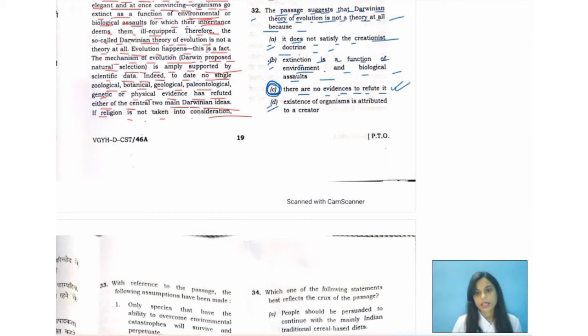And number D says existence of organisms is attributed to a creator. No. The question says the passage suggests that Darwinian theory of evolution is not a theory at all. Why? So yeah, it is not considered a theory because there are no evidences to refute it, to prove it, to talk about it. There are no strong evidences. All right, let's move over to the next question.